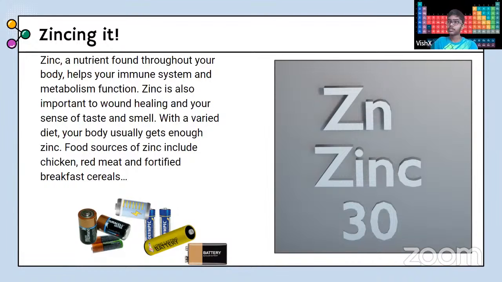and fortified breakfast cereals. But wait, isn't zinc a metal? Zinc is a transition metal like mercury and cadmium. Transition metals are located in groups 3 to 14 in the periodic table, if you're wondering. Zinc is a metal as well as a nutrient.